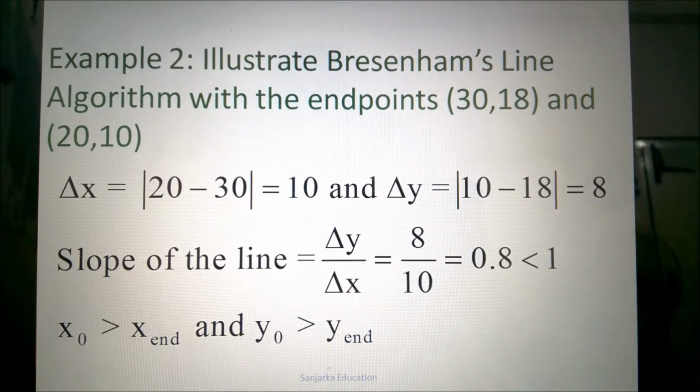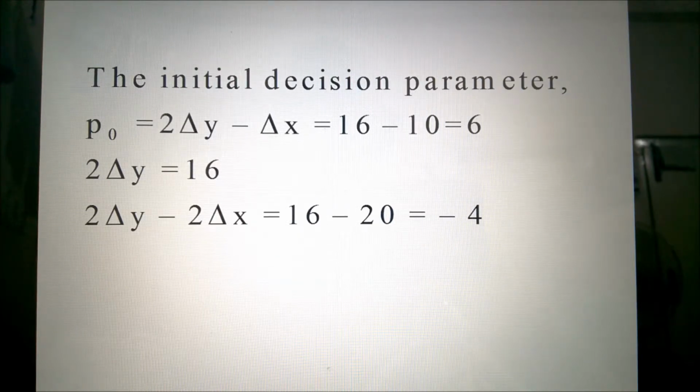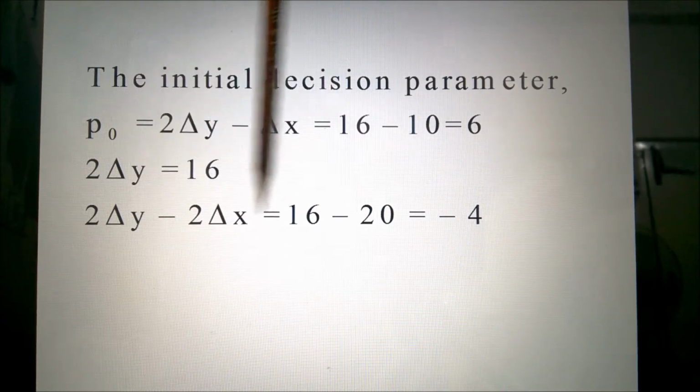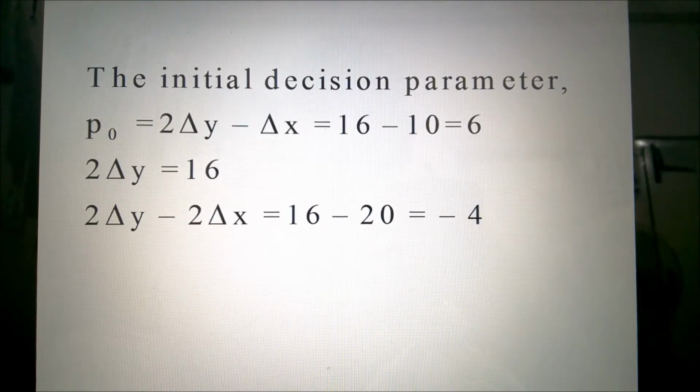In this case, x will be sampled at unit step, but with a negative sign, which is -1, and y also will be sampled whenever required, but it also will be negative, because the y coordinate is also decreasing. Now we found the initial parameter, as the formula remains the same, and then the necessary terms: 2 delta y is equal to 16, and the terms required for finding pk.